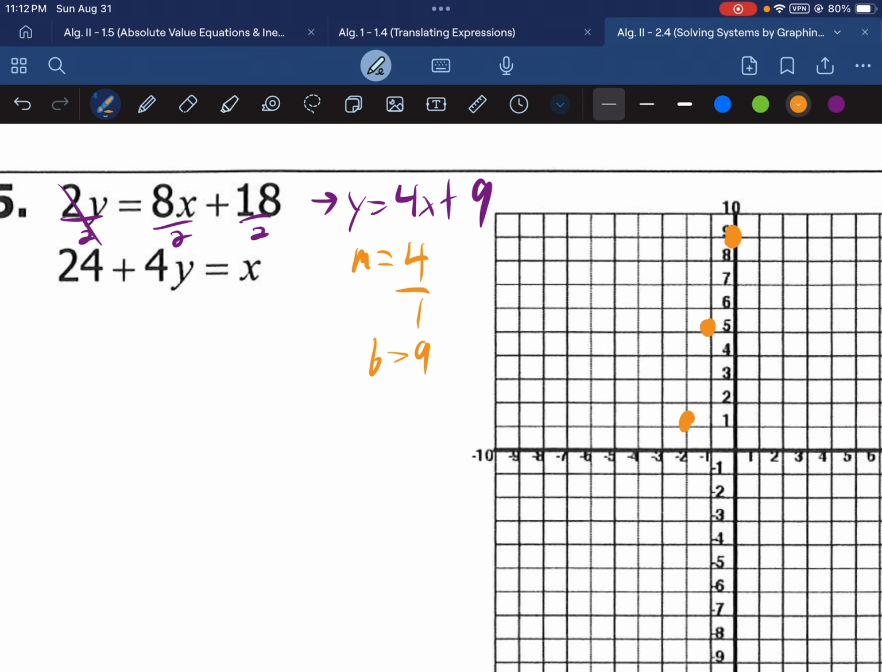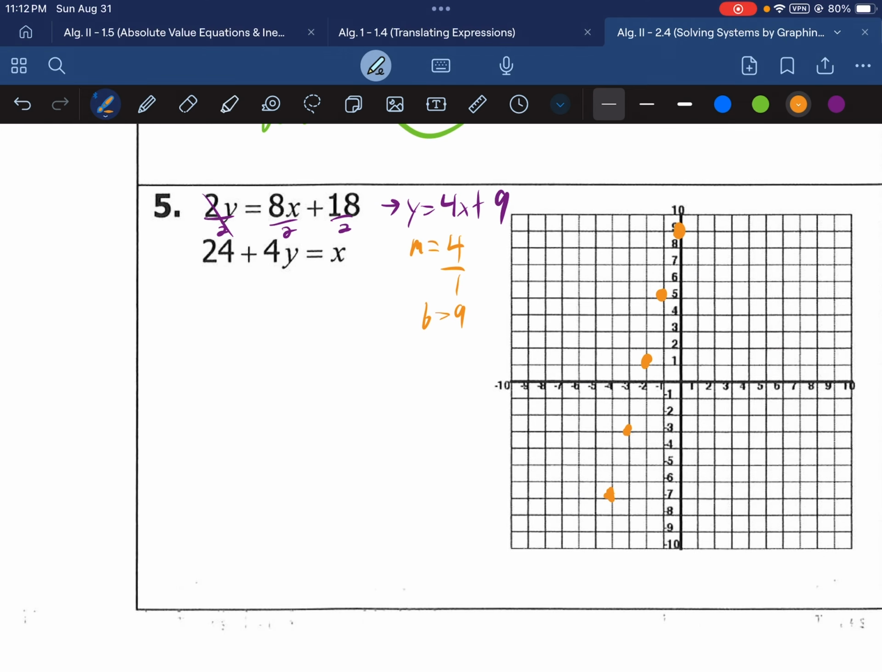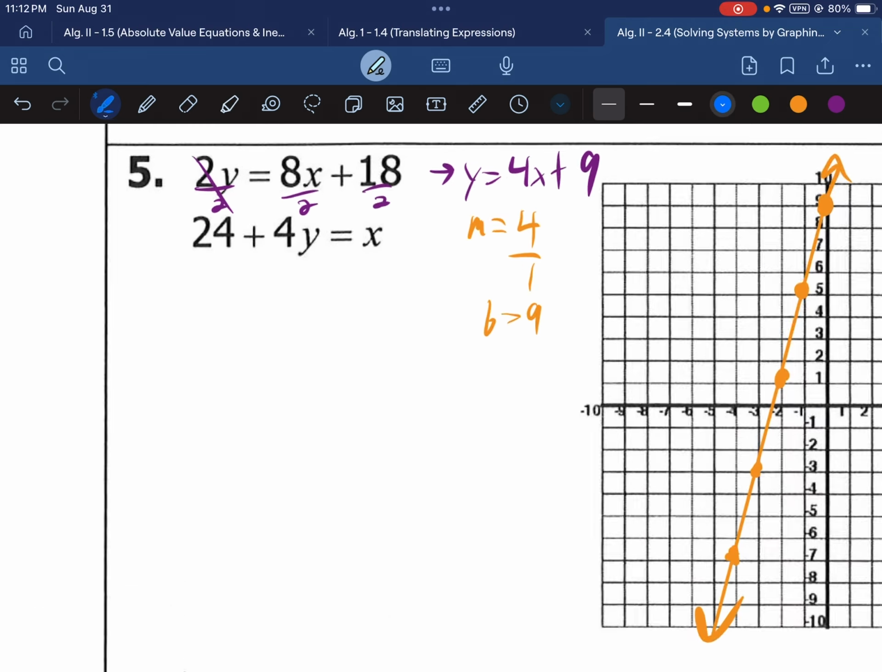And there's not really any room to go up and to the right. And I'm just going to keep going here. Down 4, left 1, or up 4, right 1. And so as I make all these points, I'm going to go ahead and connect them with a straight line.